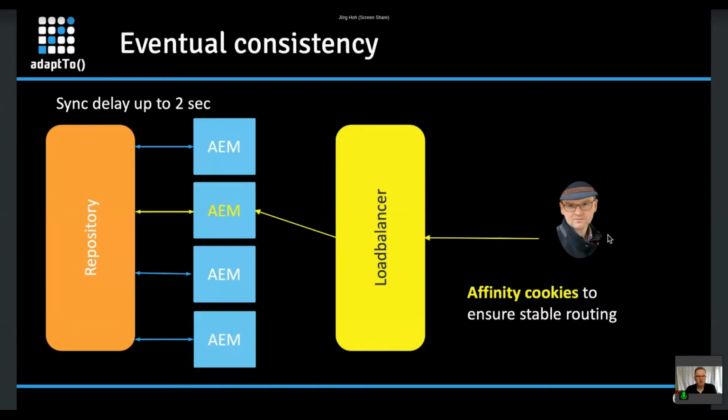This helps us to ensure that we get access to the same AEM instance all the time, and that we see the changes which we just made. The case we want to avoid is this: we do a change, and then we read again. Oh, this change is not there. We reload the page. Oh, yes, the change is there. That's the use case which we're trying to avoid, and where we need the affinity cookies to ensure stable routing.